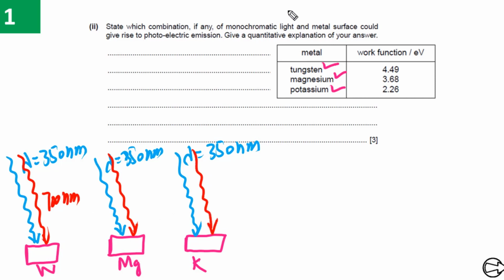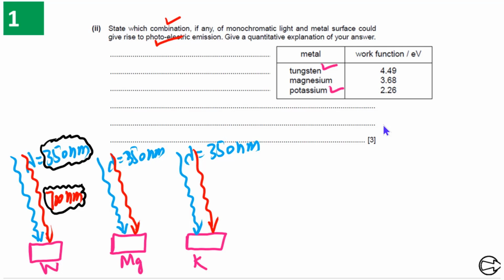Now, the question is asking us which combination will give rise to photoelectric emission. As the question is asking us when photoelectrons will be emitted, we need to understand one very basic condition. That basic condition is that if the energy of the photon is greater than or equal to the work function of any metal, in that case there will be emission of photoelectrons.